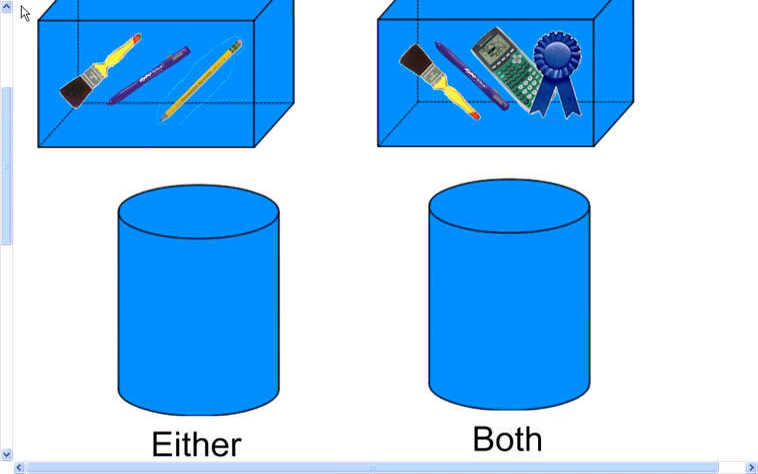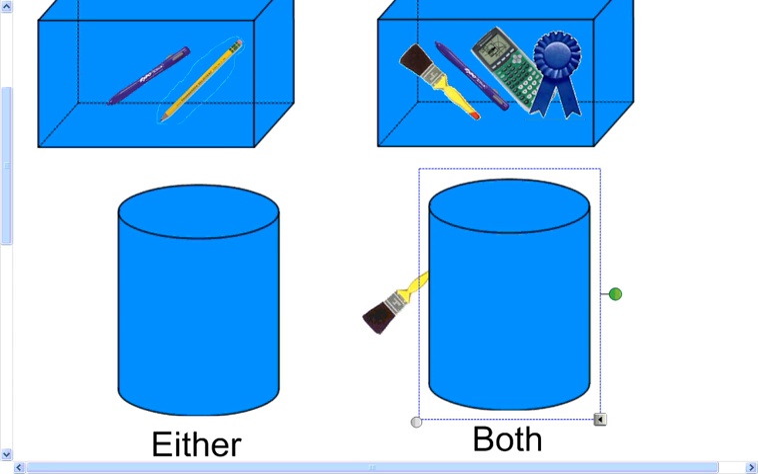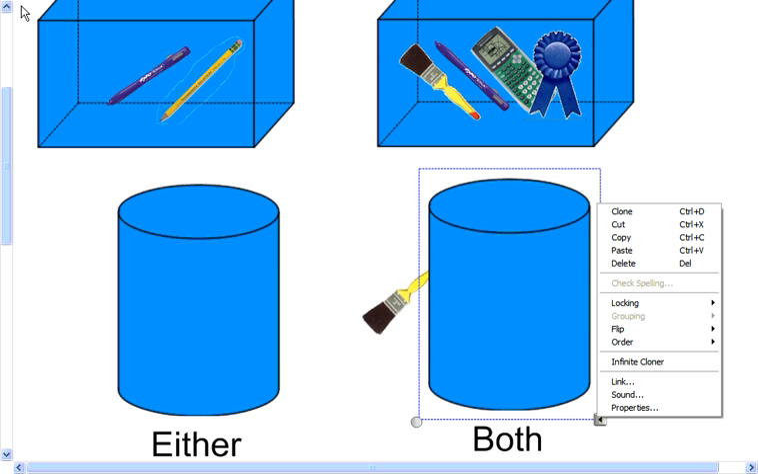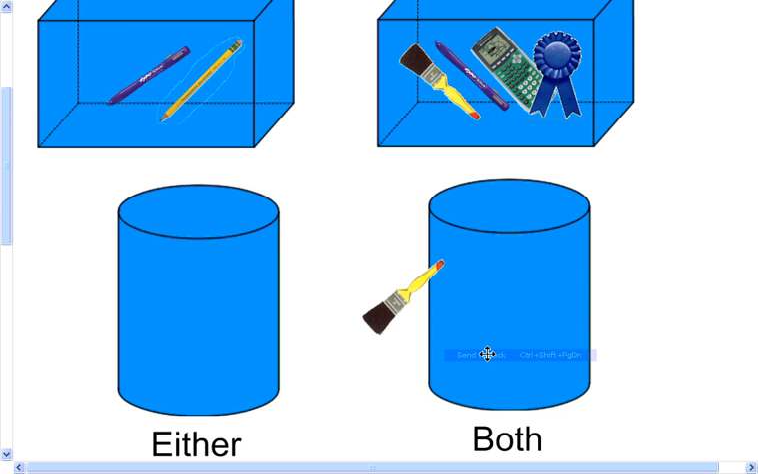And for what's common to both sets, we see that we have a brush in both of them, so we'll put that in this one. We also see a marker common to both, so we'll take one of those. And that is known as the intersection.